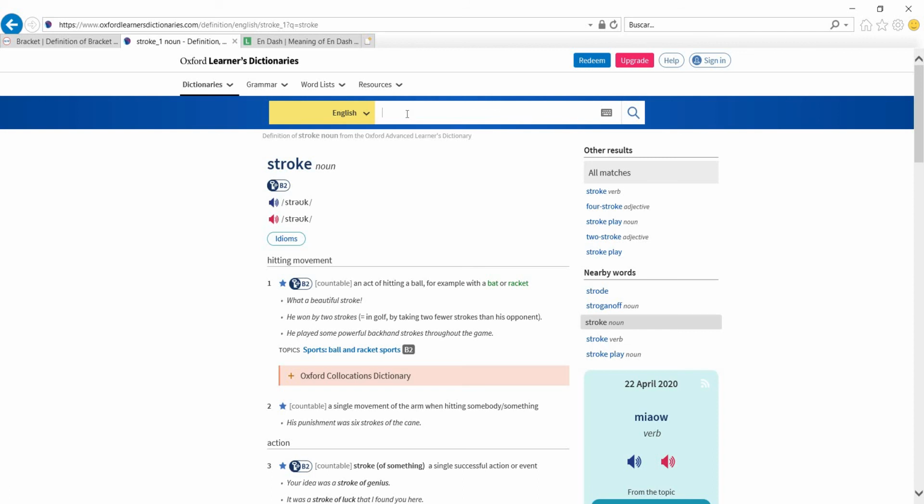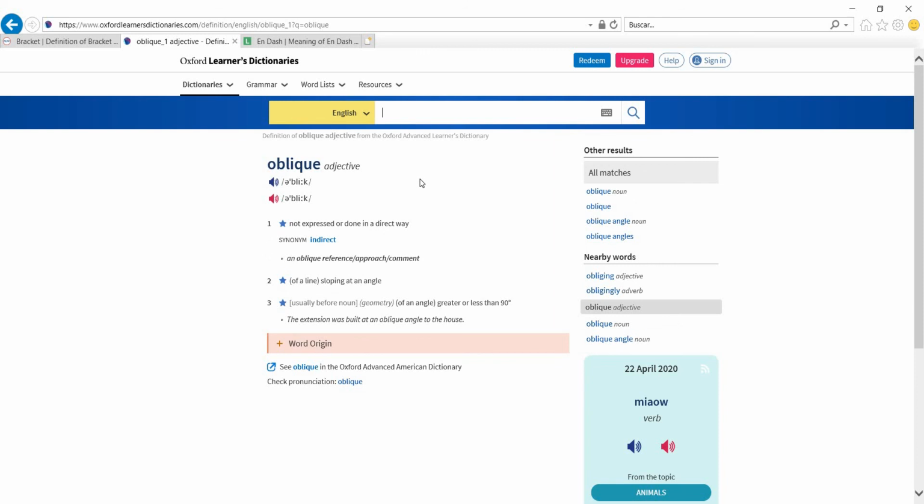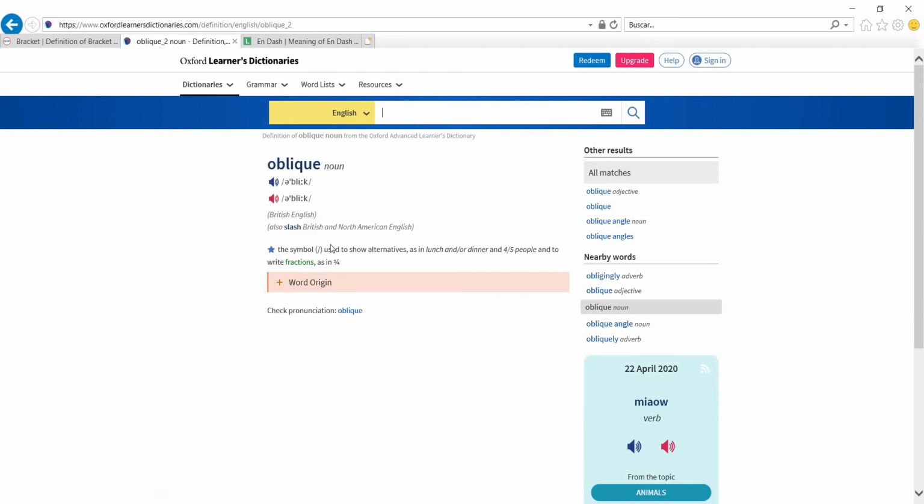It can also be called solidus. Isn't that odd? Well, this is making me mad. Oblique. As an adjective, but as a noun, if I find this, I will be happy. It's this symbol, right, that we use the same symbol. We also call it slash. Well, we also call it oblique. We also call it solidus, right? And we also call it virgule.